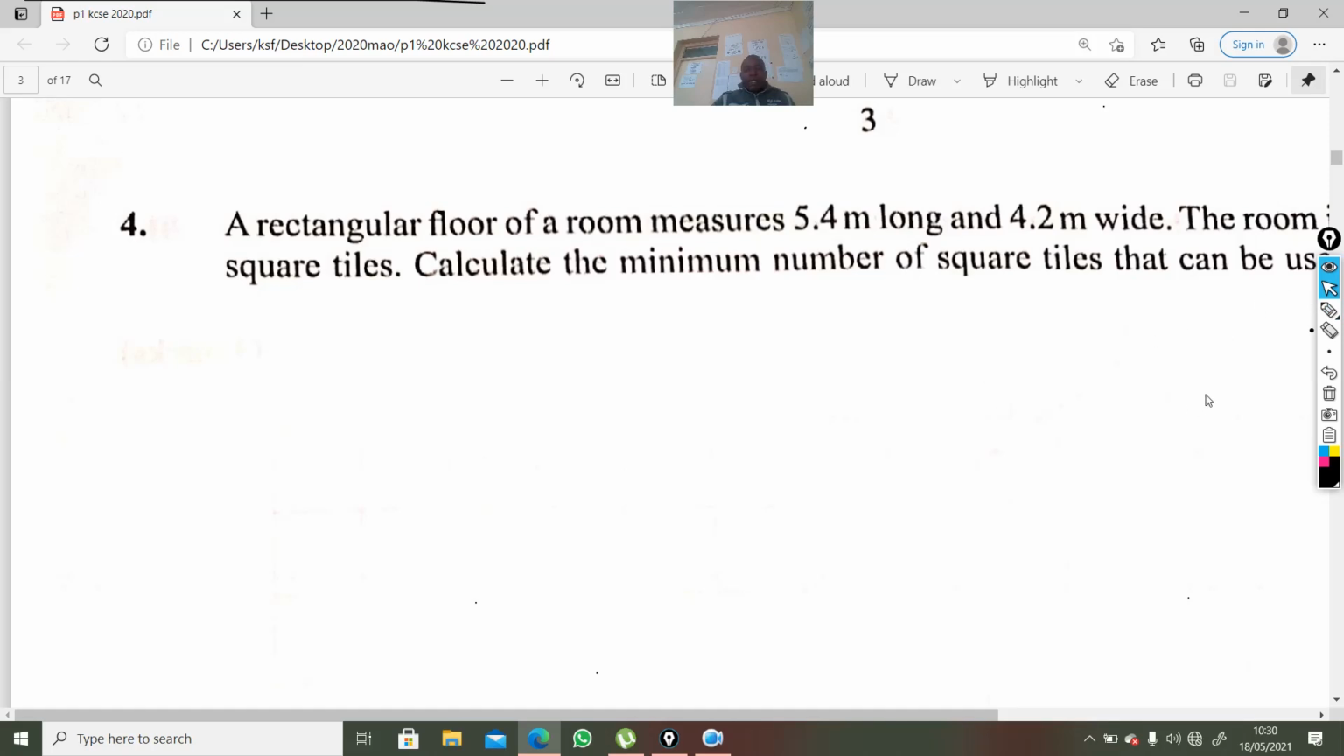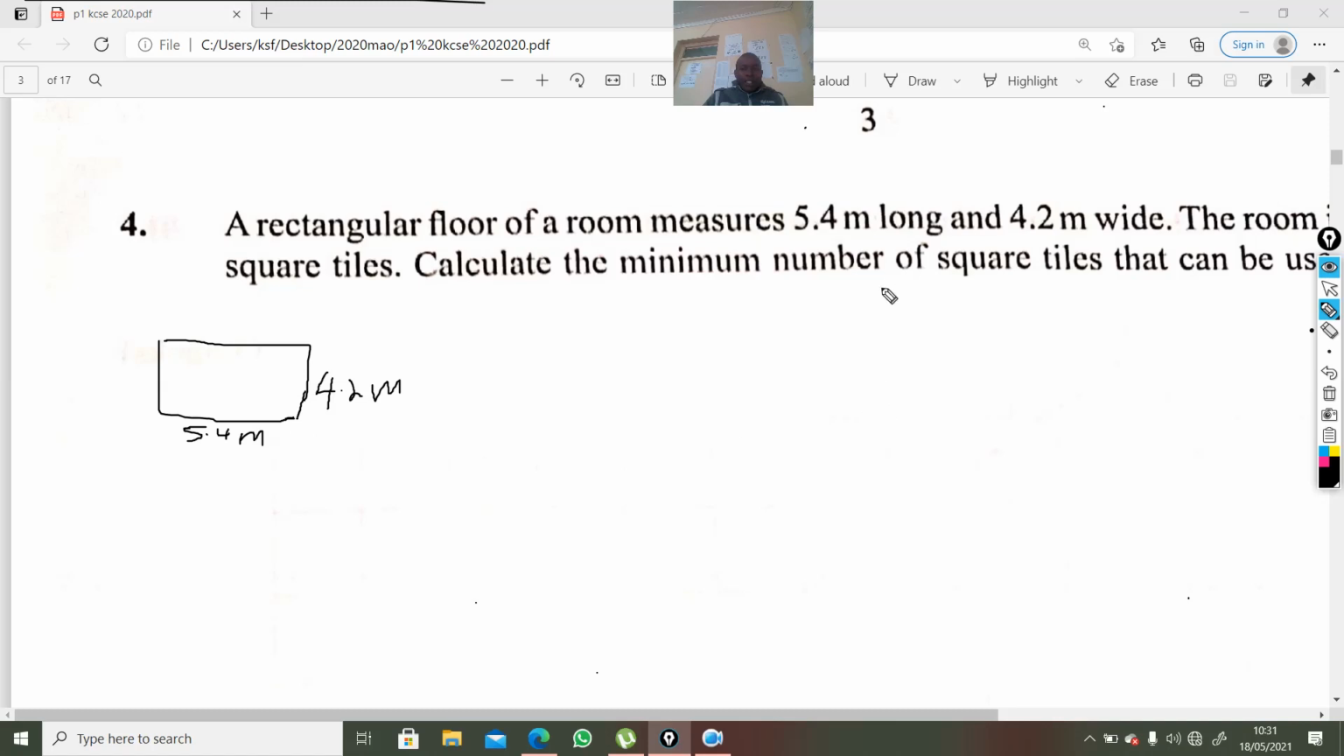Now, in this scenario, we are told it's a rectangular room. The rectangular room is 5.4 meters long and 4.2 meters wide. Now what you do, we are told that it is going to be covered by square tiles. Remember, we need square tiles that will cover this, and therefore we calculate the minimum number of square tiles.